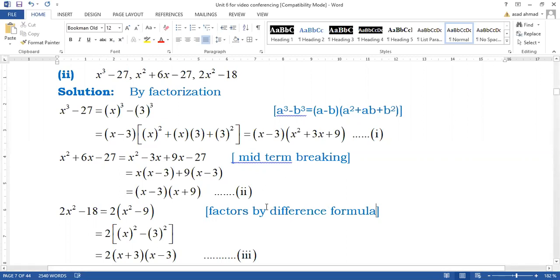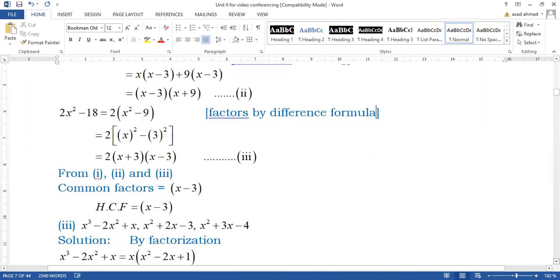So the 1, 2, 3 equations actually give us the factors of these three given expressions, and whatever is common between these three will be taken as the highest common factor, H.C.F. For this question, it is x minus 3.